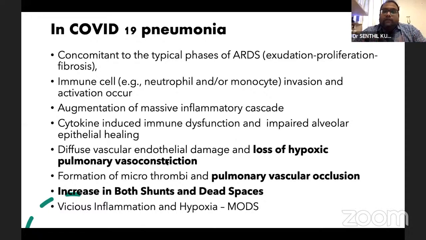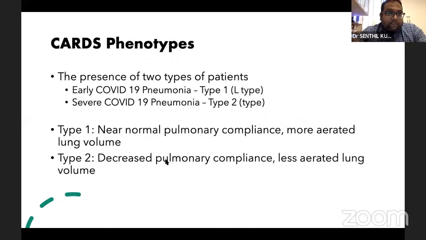More than ARDS, the multi-organ dysfunction is likely to be the cause of higher mortality in patients with COVID-19 pneumonia ARDS. So, coming on to the phenotypes or clinical presentation: as we know, there is a constellation of clinical presentations, right from simple cough and body pain to severe breathing difficulty. We go into the specific ARDS phenotypes.